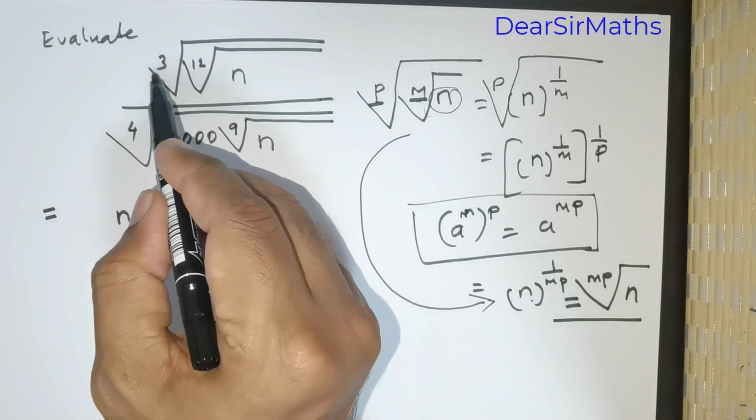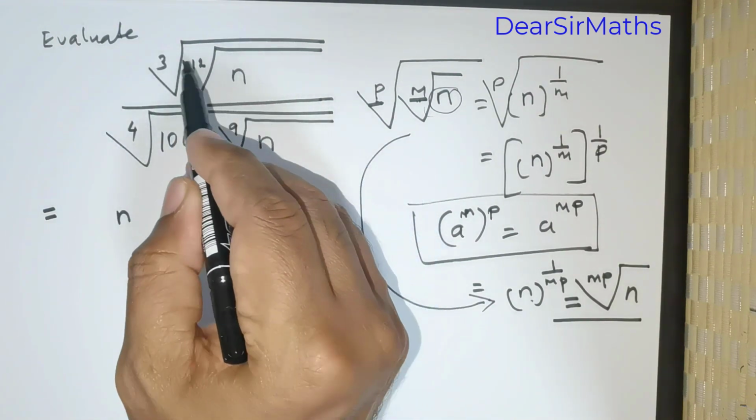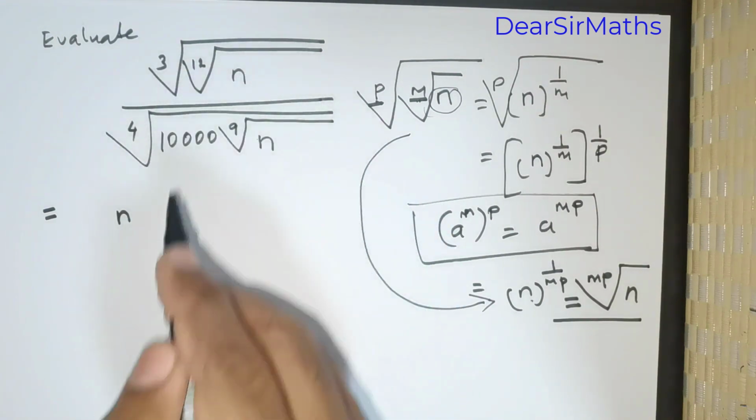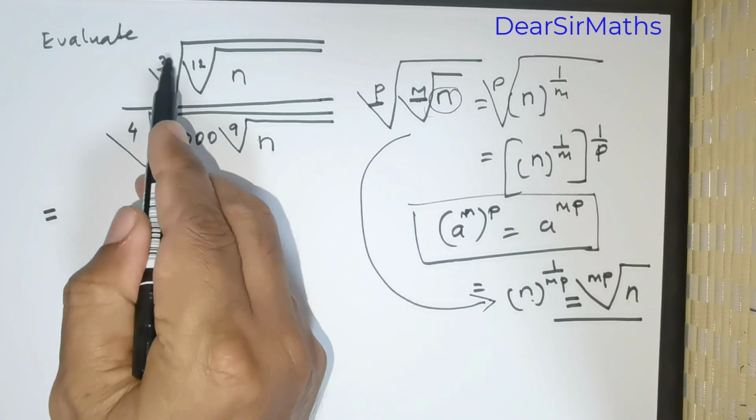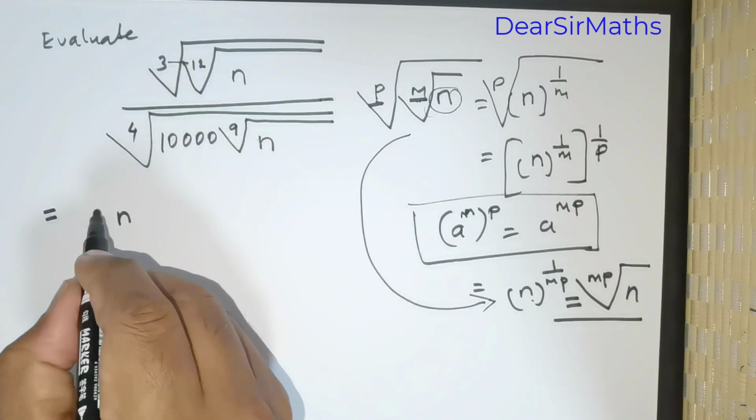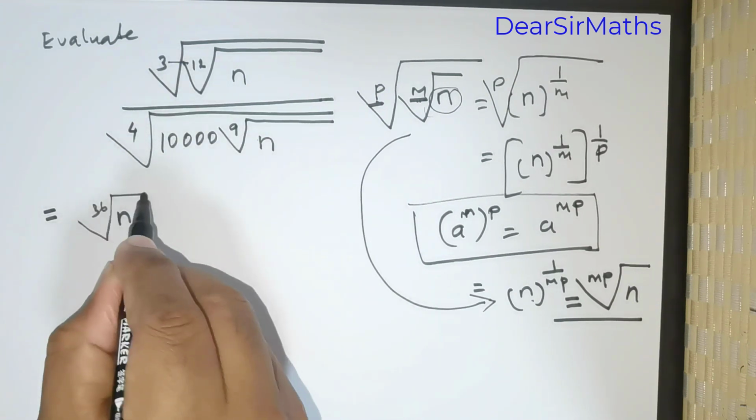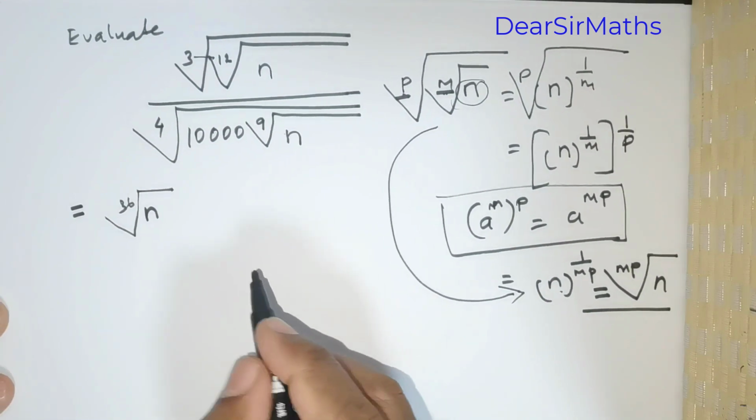In this case, you got the third root of 12th root of n. This can be rewritten as 3 times 12 is 36. So this is going to be 36th root of n.